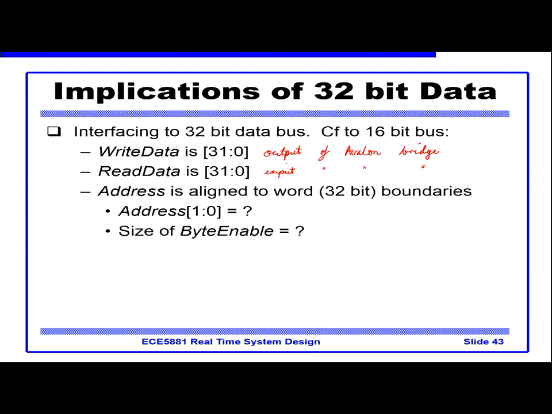Okay, so let's look at what this means. Hopefully you're becoming quite familiar with this environment. When we're interfacing to a 32-bit data bus, it's a little bit different to your experience with the 16-bit data bus. So obviously we're going to have 32 bits of write data produced by the bus bridge, and then the read data you need to define in terms of your bus interface logic is 32 bits.